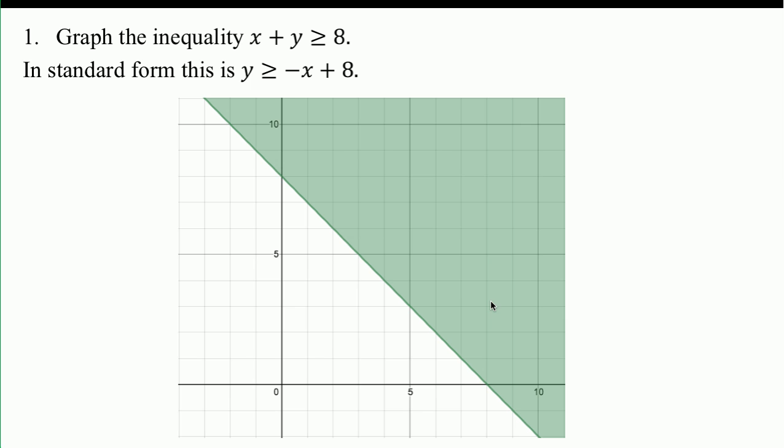So number 1 said to graph the inequality x plus y greater than or equal to 8. In slope-intercept form, this is y greater than or equal to negative x plus 8. This is because you subtract x from both sides of the inequality. We can see it has a slope of negative 1 and a y-intercept of 8. So we have the boundary line at y equals negative x plus 8. This line is solid because our inequality includes the equality. And we shade above the line since the inequality is greater than negative x plus 8.